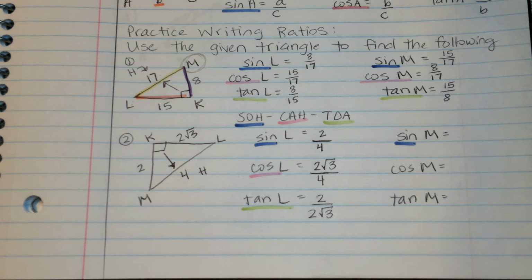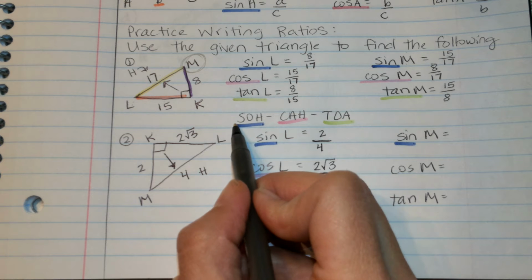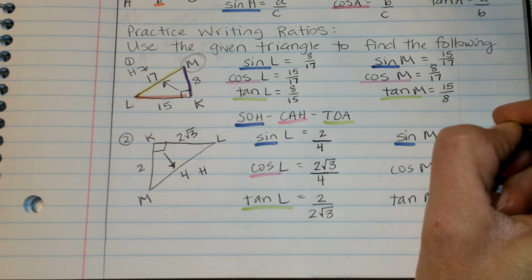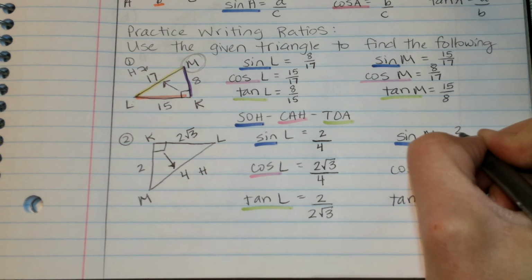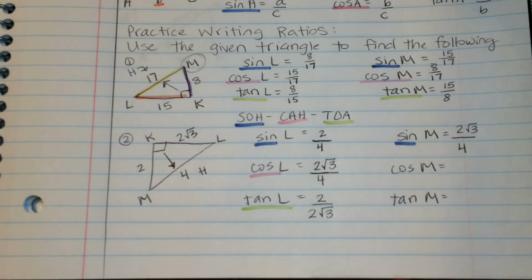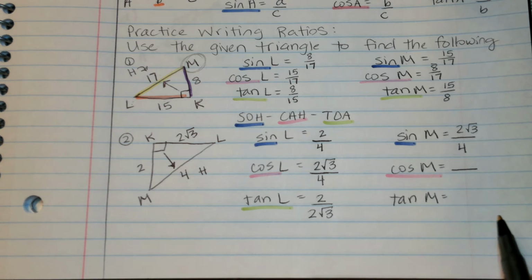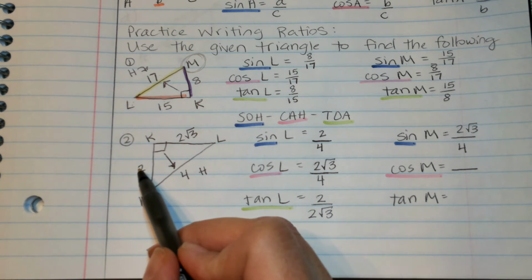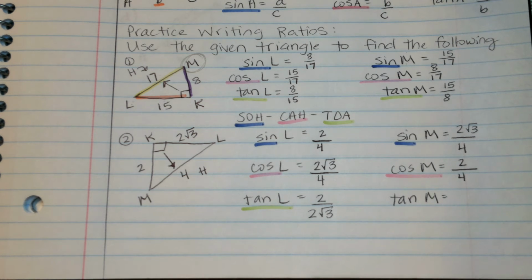All right, so now I'm going to do all of that, but now I'm going to change where I'm looking from. I'm going to look from angle M. So here's M. I'm going to start with sine. Sine is SOH, O over H. So from M, opposite over hypotenuse. Opposite is 2 square root of 3, hypotenuse is 4. And then I'm going to look at cosine of M. So from M, cosine is CAH, A over H. I'm going to put A on the top, H on the bottom. From M, adjacent is 2, hypotenuse is 4. 2 over 4.